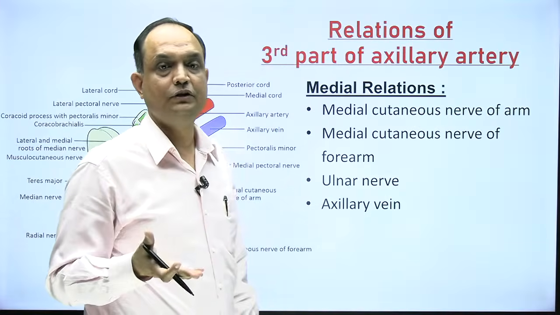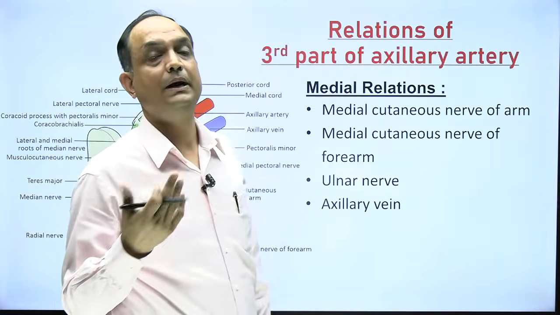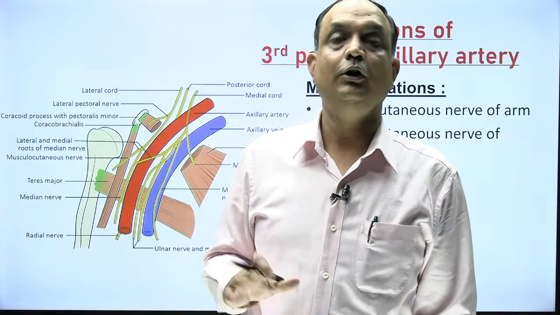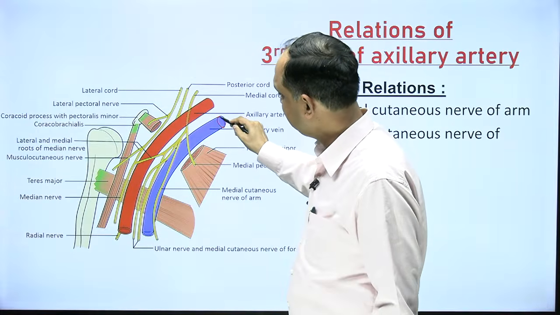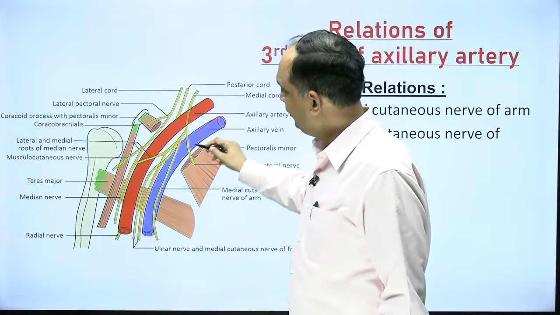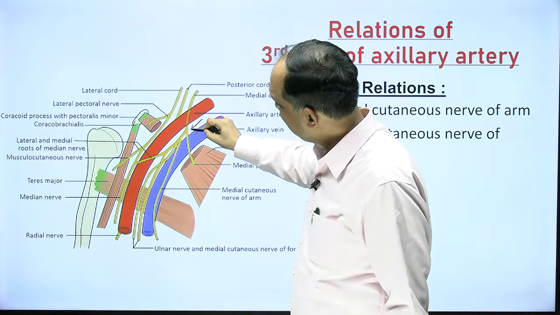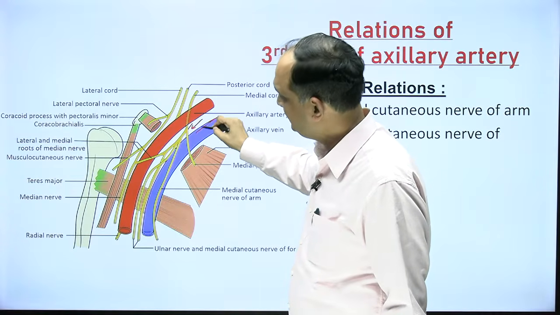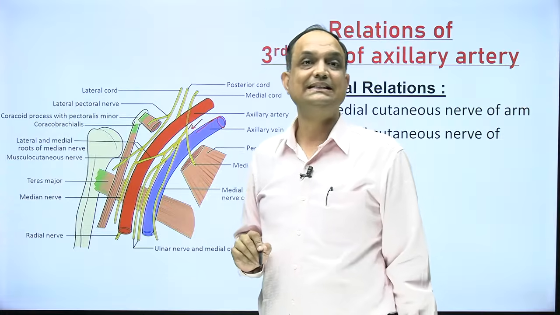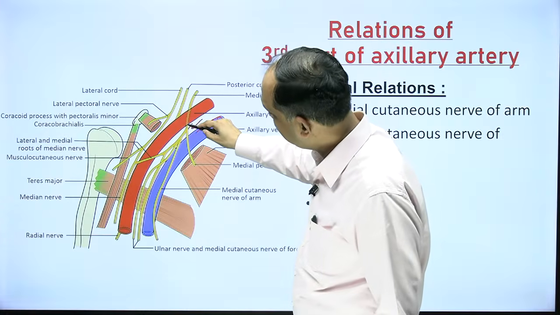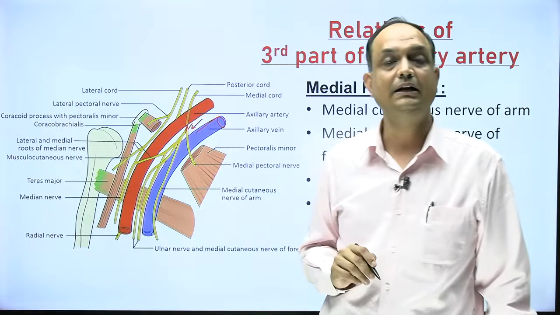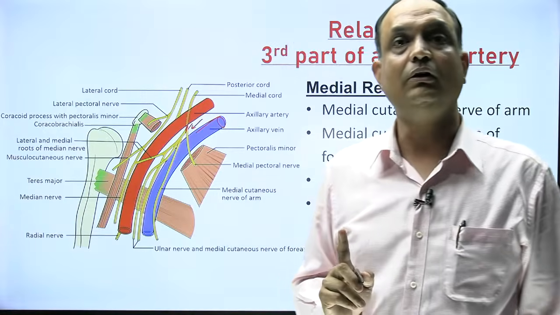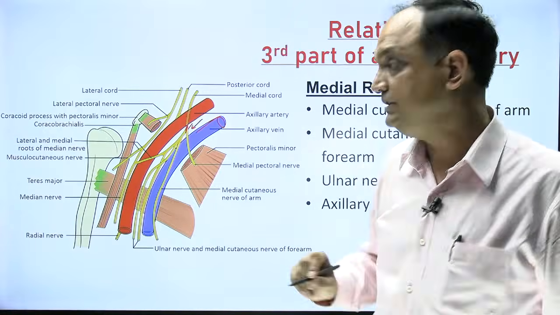Now, the medial relation of the third part is related with the branches of the medial side. On the medial side, there is the axillary vein. Now, see, this is the axillary vein. Between the axillary vein and the axillary artery, there is a gap. You can see it in this diagram. In this gap, you are able to see the entry of the medial cord from the posterior side of the axillary artery. This medial cord is giving branches in this gap.